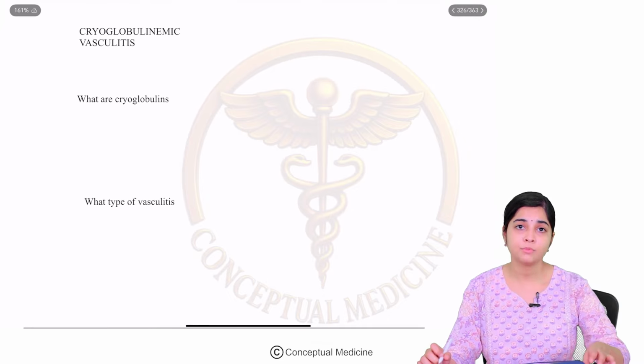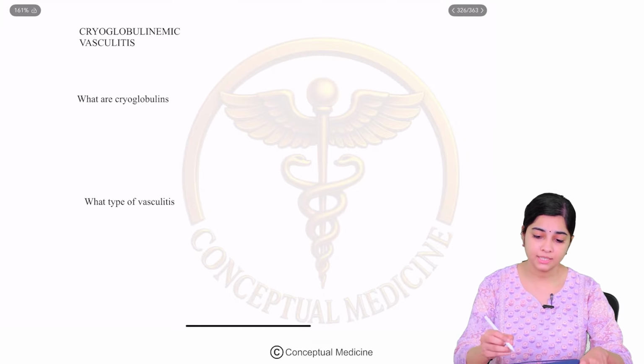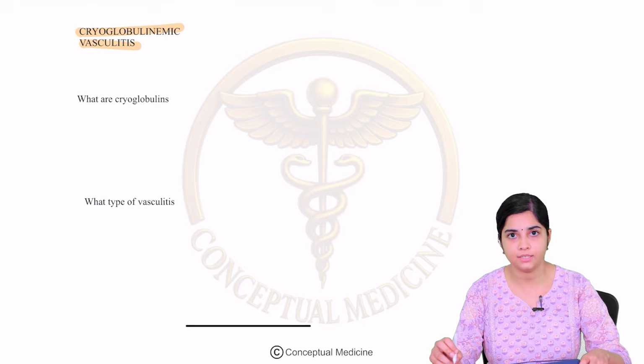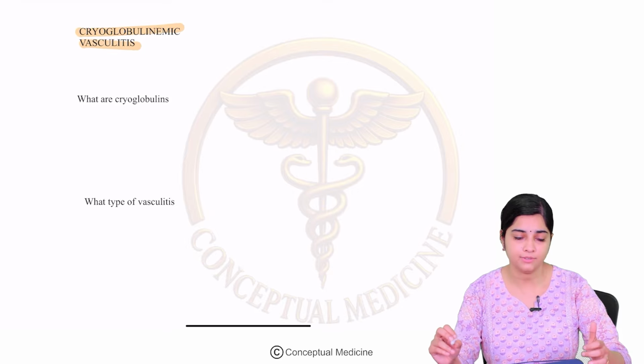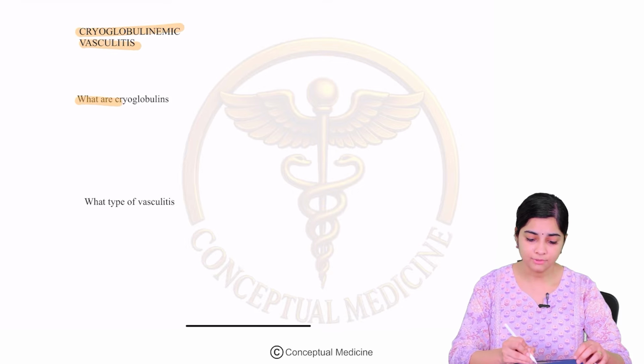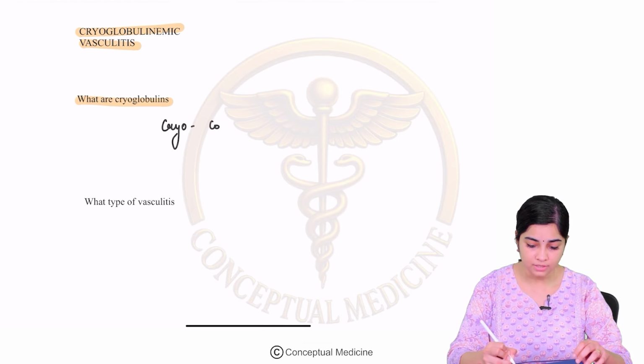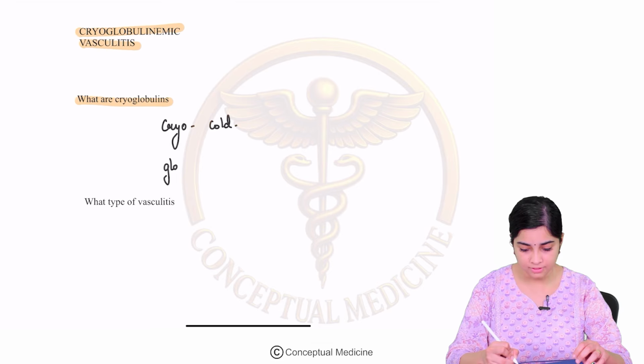Let us move on to the next immune complex mediated small vessel vasculitis, which is cryoglobulinemic vasculitis. So what is the meaning of cryoglobulinemic vasculitis? What are cryoglobulins? As the name suggests, cryo means cold and globulins basically refers to the immune complexes.